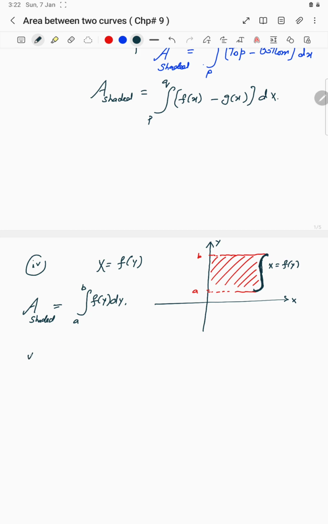And the fifth one: suppose we have another curve, x equal to g of y, and suppose the curve is like this, and we can keep the same limits a to b.